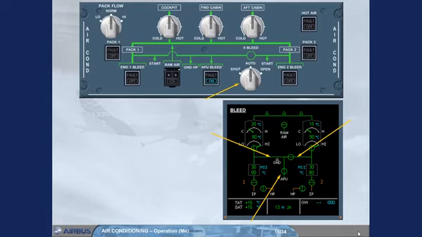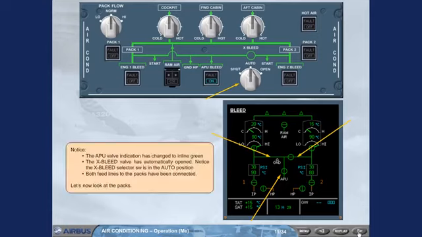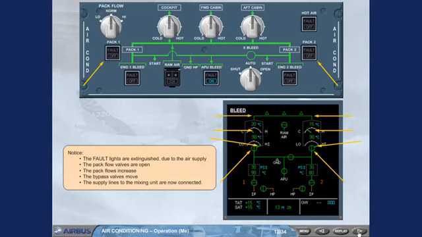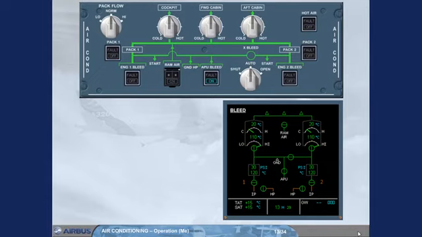Let's now look at the PACs. Notice the fault lights are extinguished due to the air supply. The PAC flow valves are open. The PAC flows increase. The bypass valves move. The supply lines to the mixing unit are now connected. Both PACs are now providing air conditioning.